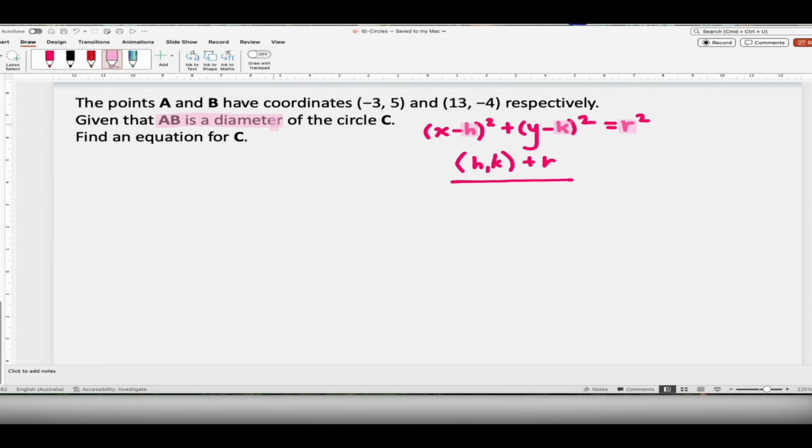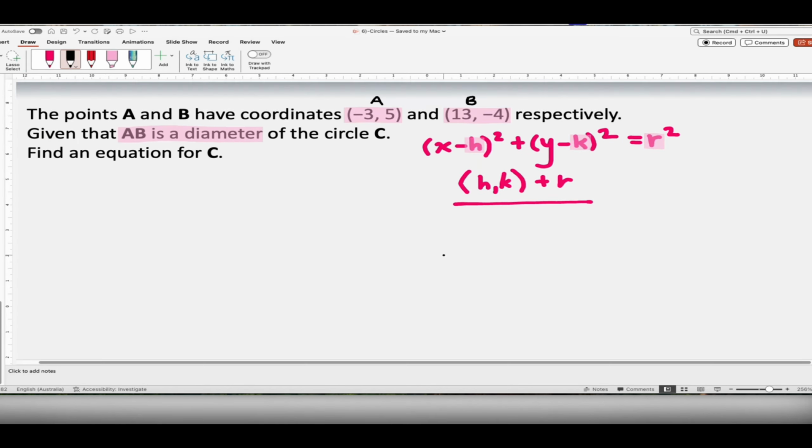Okay, so what we are going to do first is find the midpoint of A, coordinates -3, 5, and B, coordinates 13 and -4. So this is point A, and this is point B. So how can we go about finding the midpoint? I'm just going to zoom in a little bit. In order to find the midpoint, what formula will I use?